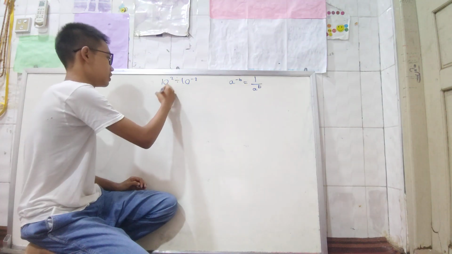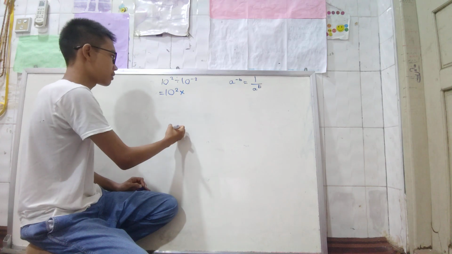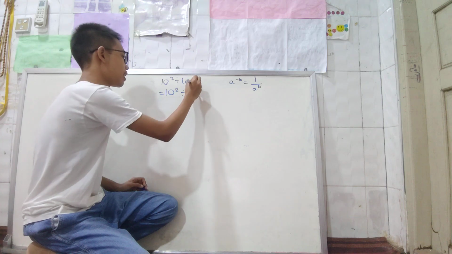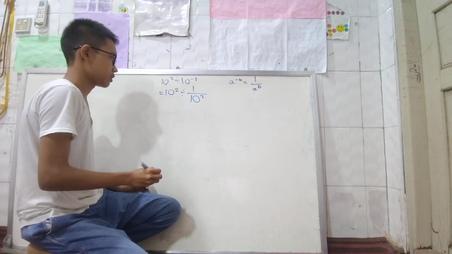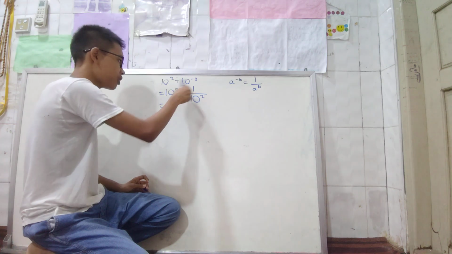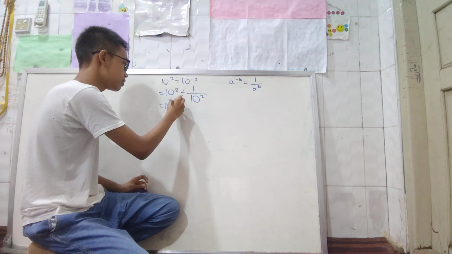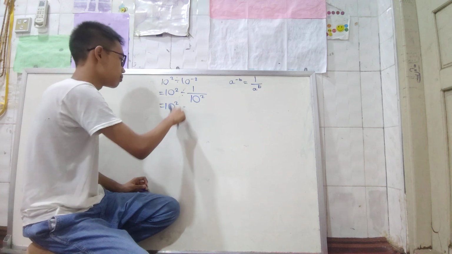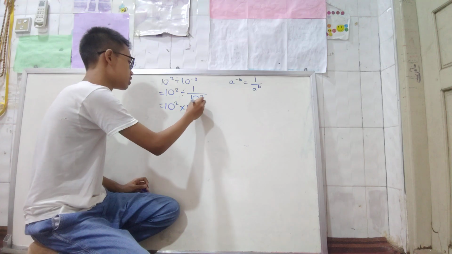So that's going to be 10 to the power of 2 divided by 1 over 10 to the power of 2. And then we can just flip it and make it a multiplication sign. So 10 to the power of 2 multiplied by 10 to the power of 2.